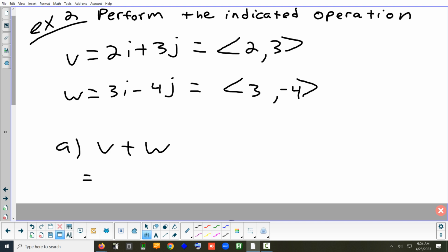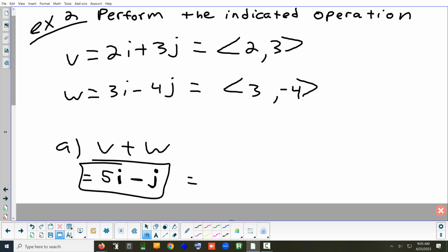Let's write the answer with i's and j's first, and then we'll write it the other way. Okay, if I add v and w together, what would I get for my horizontal component? Yep. You'd have 5 of the i's. And what would I get for my vertical component? Yep. Negative j. You could put negative 1j, or you could just put negative j. So if you're going to draw that, that means wherever you start from, you're going to go right 5 and down 1 and draw your arrow.